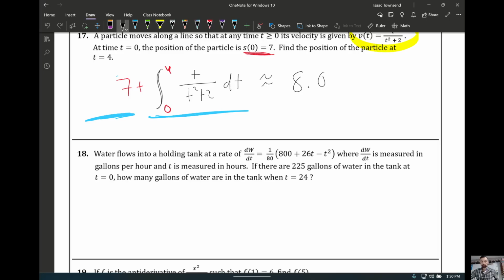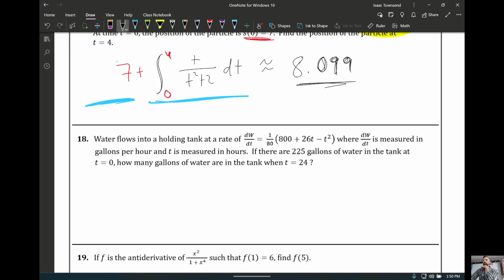All of that comes out to be 8.099 if we round to the nearest 3 decimal places. You guys should still be rounding to 3 decimal places, just like AB. Your AP exam expects 3 decimal places. Okay, everybody okay with that one?